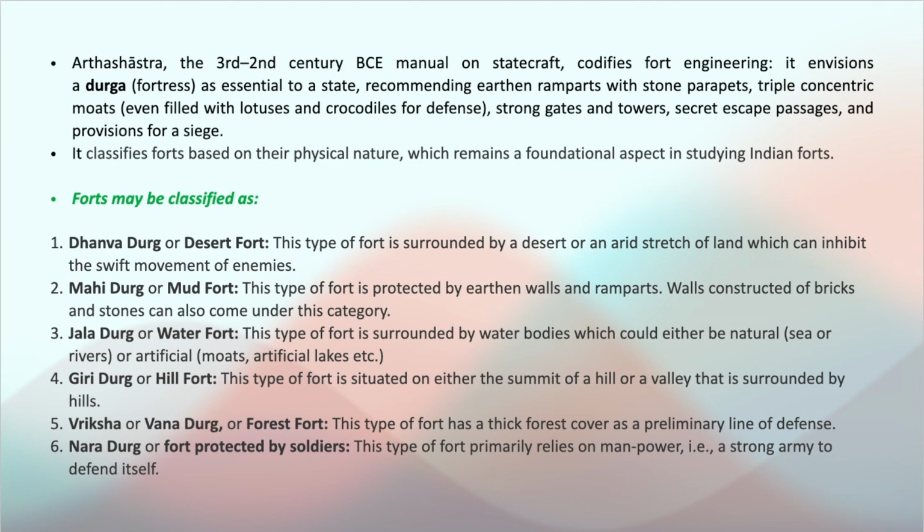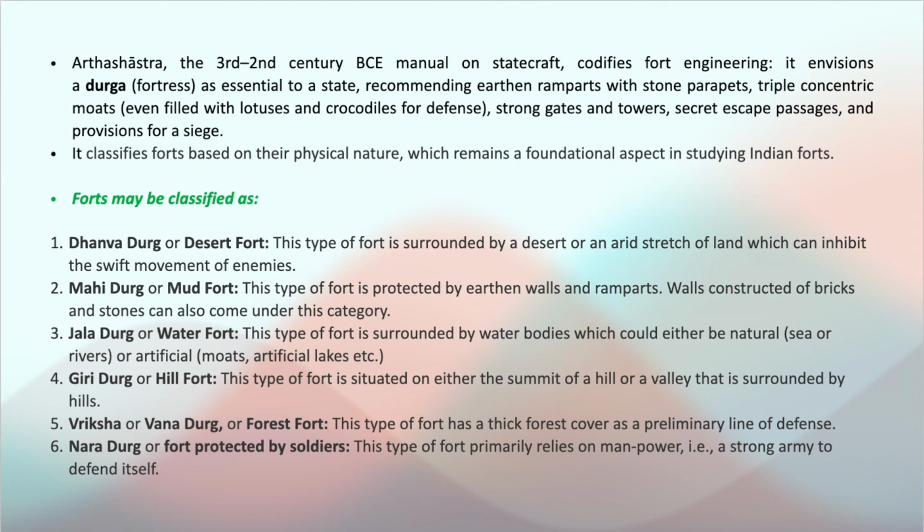So the Arthashastra classifies different sorts of forts based on their physical nature, which remains a foundational aspect in studying Indian forts. So forts may be classified as Dhanva Durg or desert fort, which is a type of fort surrounded by a desert or an arid stretch of land, and the Mahi Durg or mud fort. This second type of fort is protected by earthen walls and ramparts. Walls constructed of bricks and stones can also come under this category. Then we have the third type, which is the Jal Durg or the water fort, which is a type of fort surrounded by water bodies, which could either be natural or artificial.